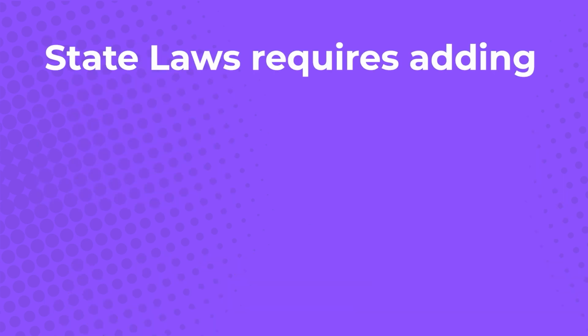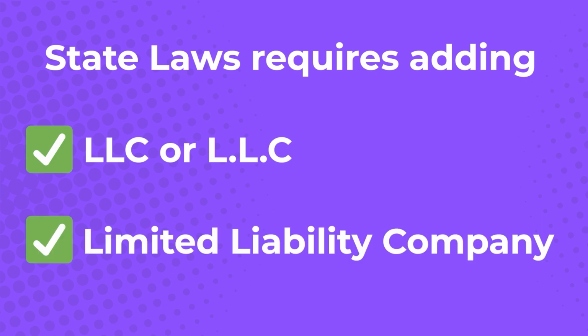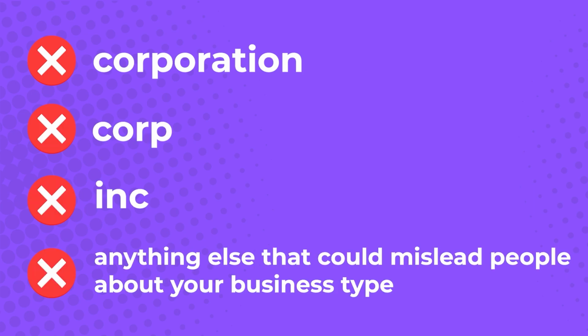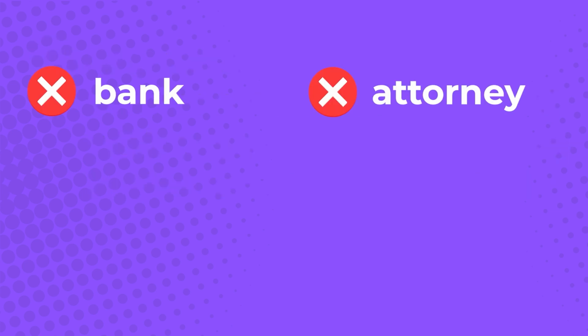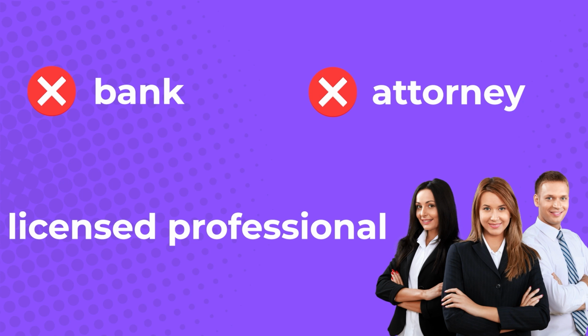Before I go off topic, Kansas laws also require adding LLC or limited liability company to your registered business name. You can't use terms like corporation, corp, inc, or anything else that could mislead people about your business type. Any word or phrase that can confuse your LLC with a government agency is also strictly prohibited. Using words like bank or attorney in your business name would require more paperwork. Adding these words would also require you to add a licensed professional as part of your LLC.